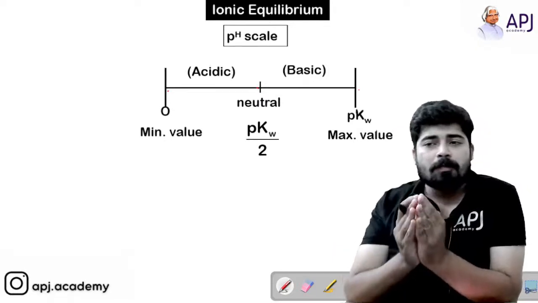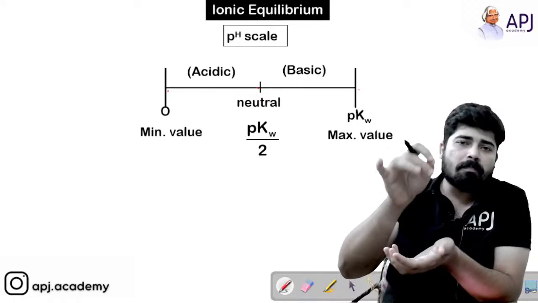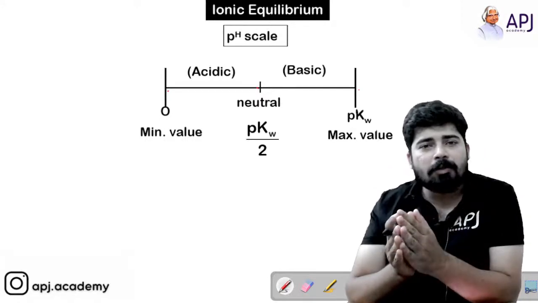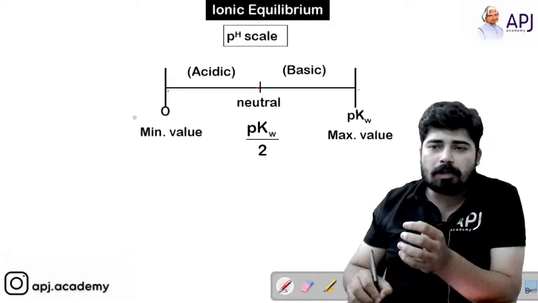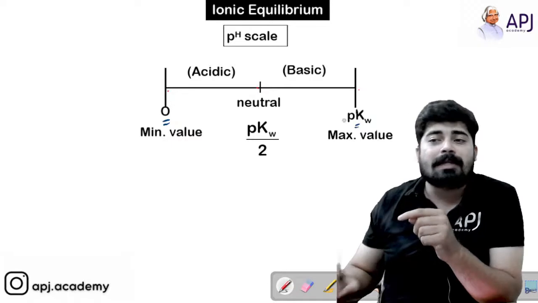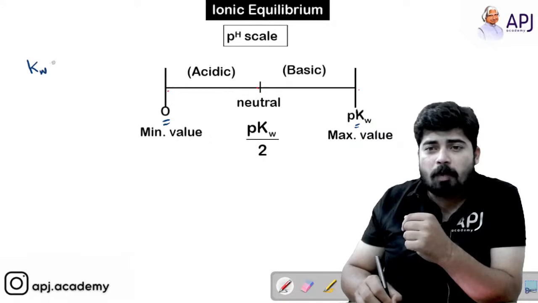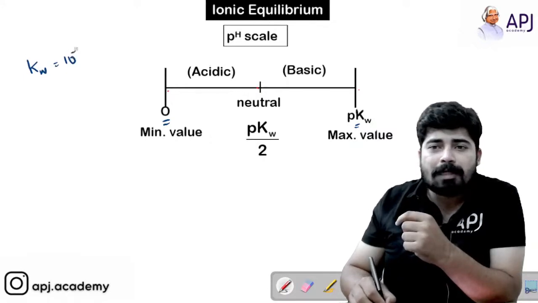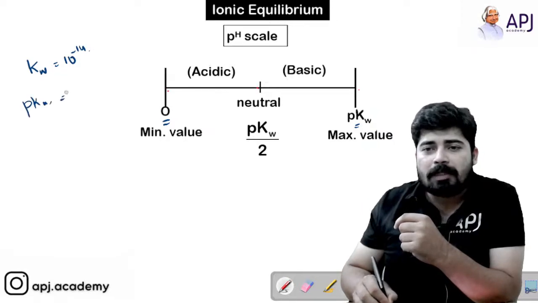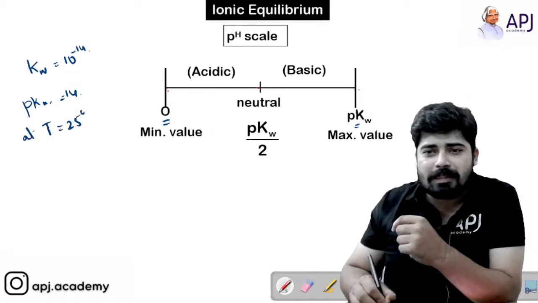So if I have told you the pH scale is used for what? To identify whether the compound given is acidic in nature or basic in nature. So what is the minimum value? Obviously the minimum value will be 0, no doubt about that. And what will be the maximum value? The maximum value is pKw. We know that the ionic product of water, that is Kw, is equal to 10 raised to minus 14. That means pKw is equal to 14, and this value is for temperature 25 degrees Celsius.